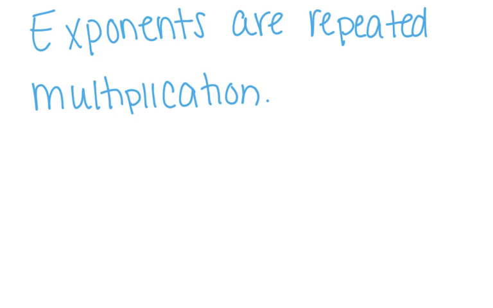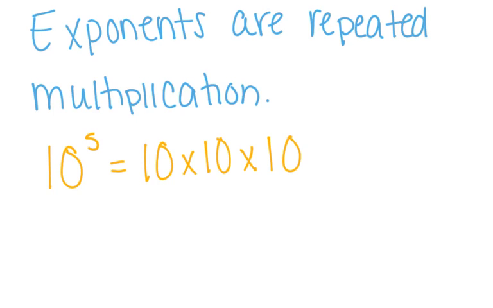Exponents are simply repeated multiplication. So if you see 10 to the power 5th, that is equal to 10 times 10 times 10 times 10 times 10. These things are the exact same. Now let's do some practice. We are going to be writing each expression in exponential form.